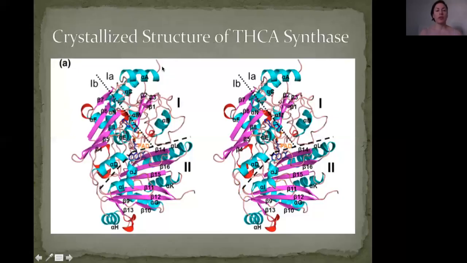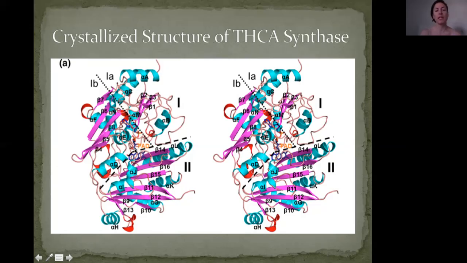And so the tertiary structure of THC synthase includes beta sheets, which are in magenta, and alpha helices, which are in cyan, and these pink loop structures. And it has two primary domains, which are separated by this broken line here. And it has two subdomains in domain 1, which are separated by the dotted line. And they comprise different components of the tertiary structure.